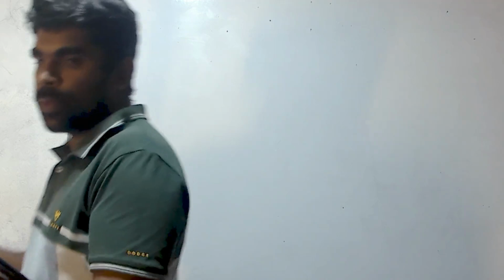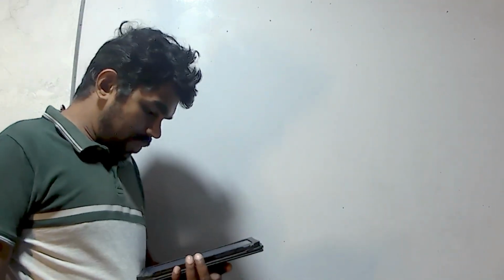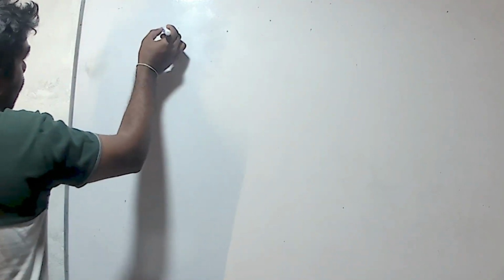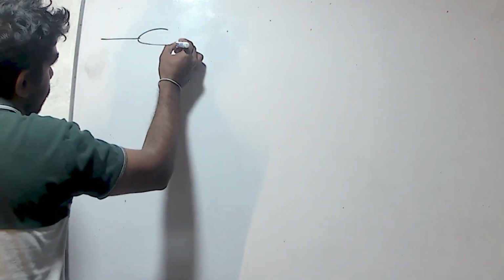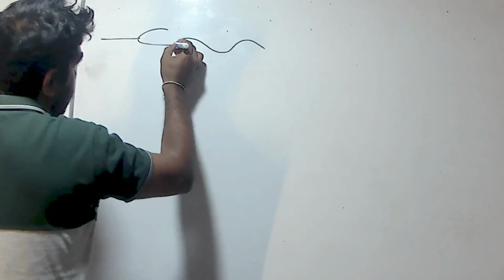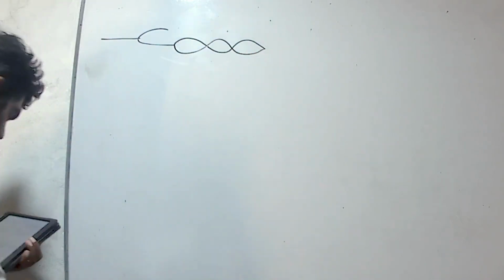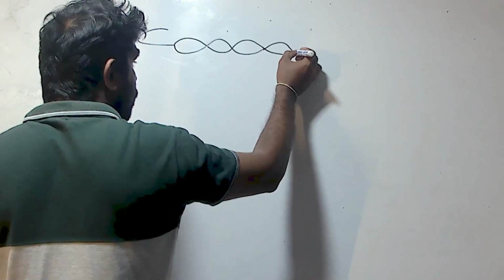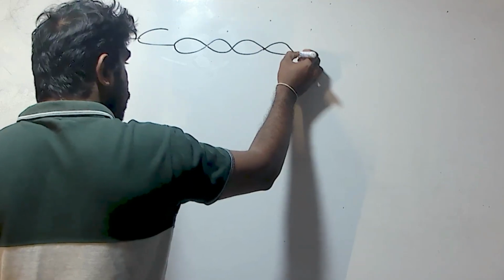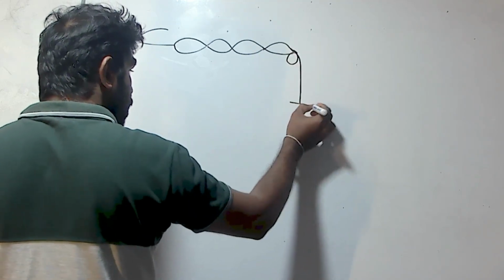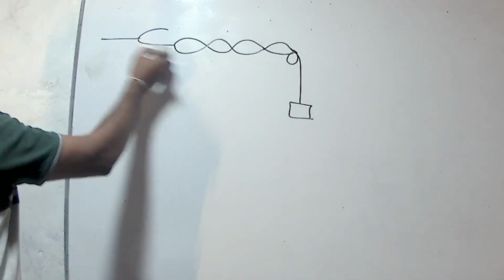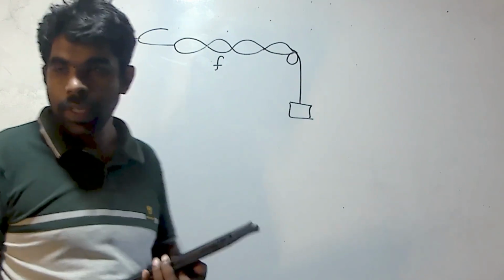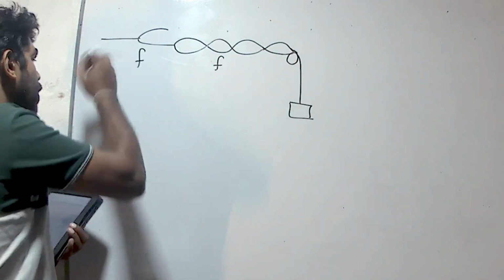There are two types of vibrations in a Melde's string. We have to understand if the tuning fork is connected like this, like in the given figure, the frequency of the wave generated in the wire is equal to the frequency of the tuning fork.